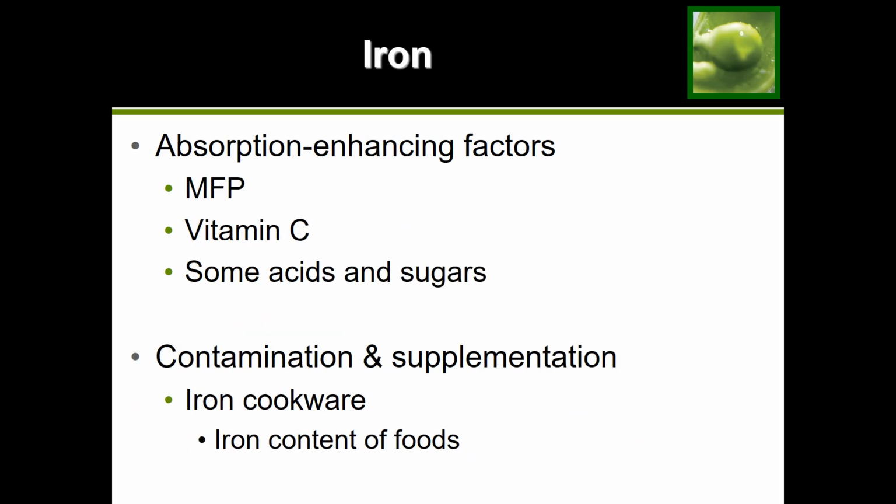On the other end of the spectrum, we have things that can increase the amount of iron absorbed. The two main ones are vitamin C and the MFP factor. The MFP factor stands for meat, fish, and poultry. So if those are consumed alongside non-heme iron, you'll be able to absorb the non-heme iron at a higher rate.